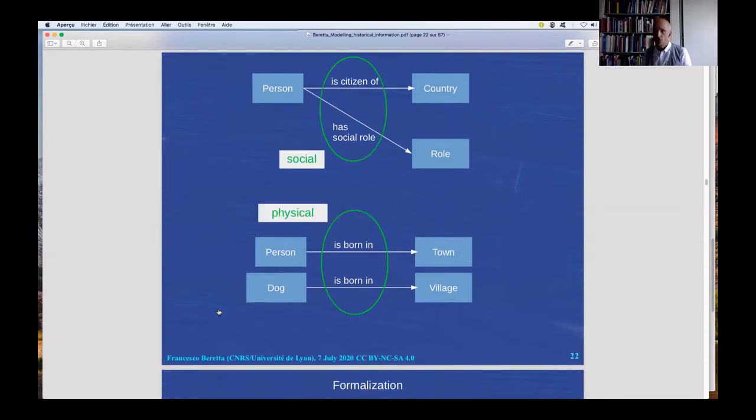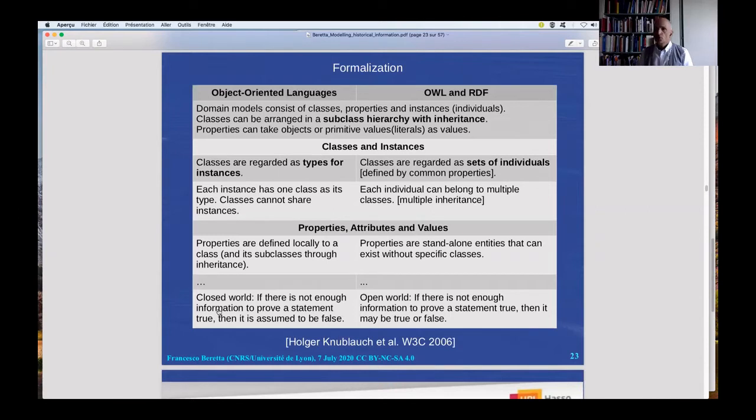Also, if I observe what I'm doing, I see that the upper level is about social life. The level below is about natural life. This is not the same. So now you tell me, move on, formalize.